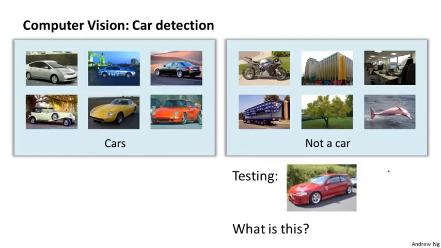Concretely, when we use machine learning to build a car detector, what we do is we come up with a labeled training set with, let's say, a few labeled examples of cars and a few labeled examples of things that are not cars. Then we give our training set to the learning algorithm, train a classifier, and then we may test it and show the new image and ask, what is this new thing? And hopefully it'll recognize that that is a car.